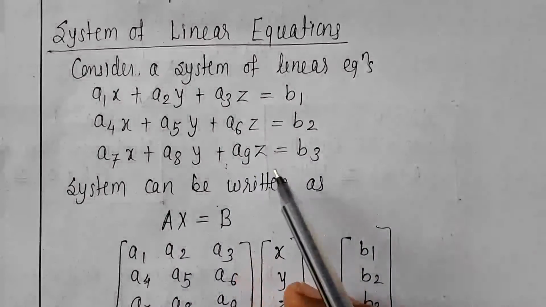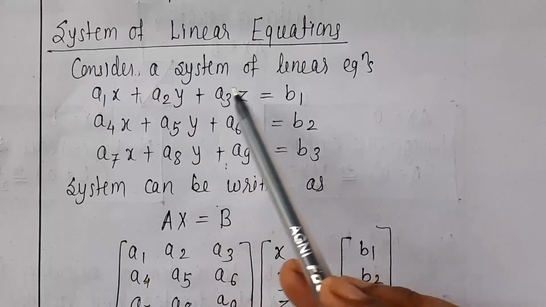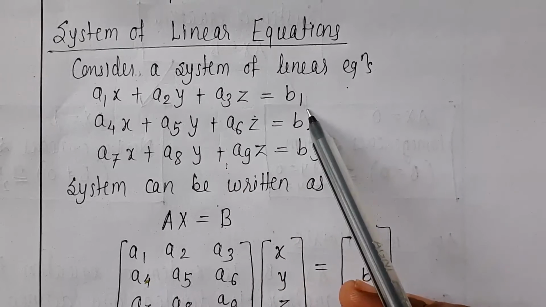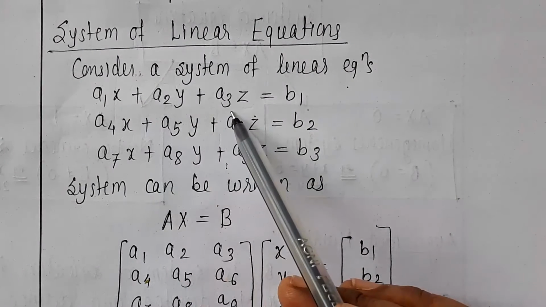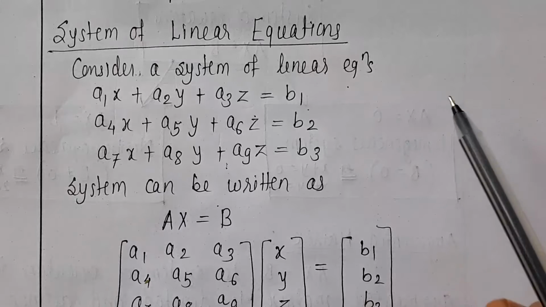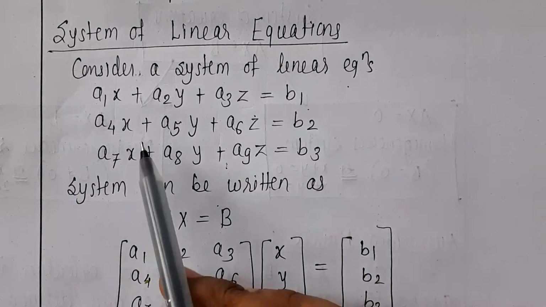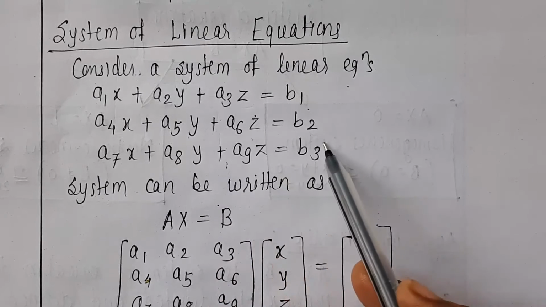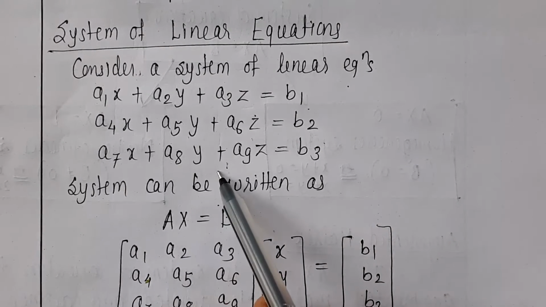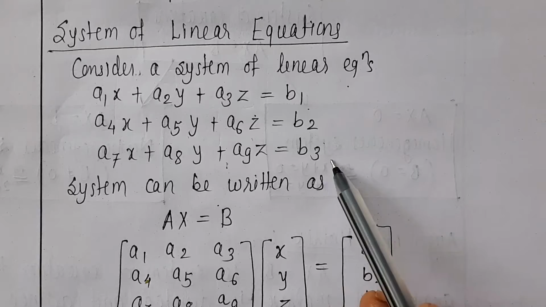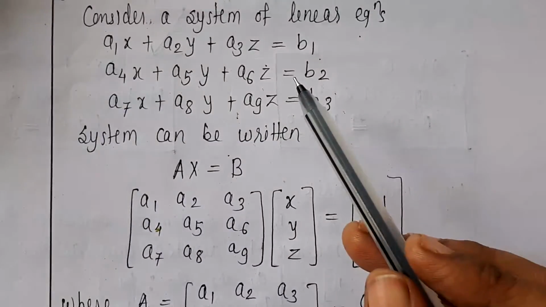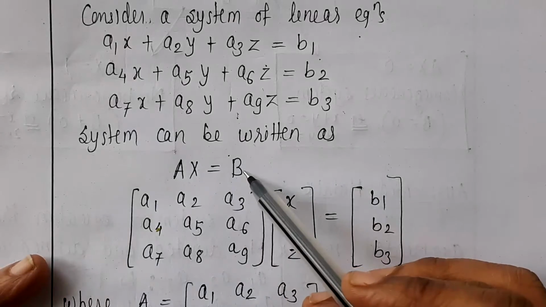So, a system of linear equations. Consider a system of linear equations a1x plus a2y plus a3z is equal to b1. Here I have restricted it up to a3, but you can write it up to m times n terms. Then a4x plus a5y plus a6z is equal to b2, a7x plus a8y plus a9z is equal to b3. Now this system we can write in simple matrix form as Ax is equal to B.